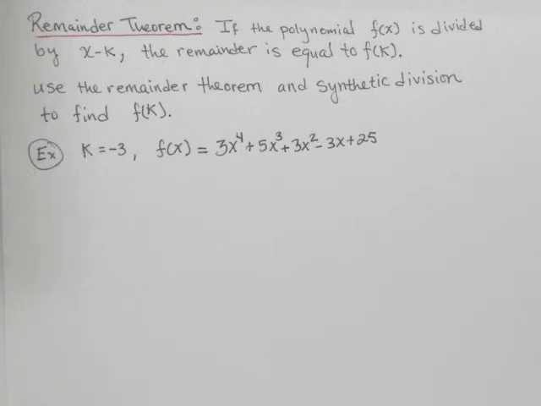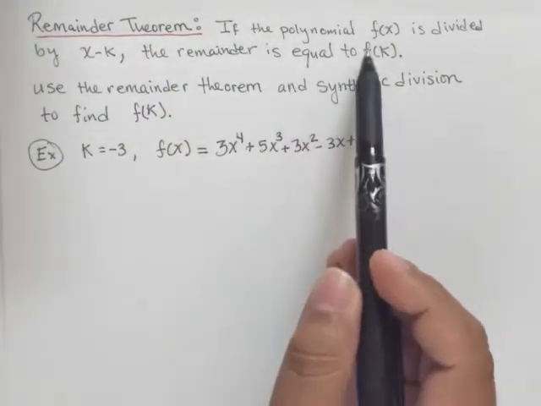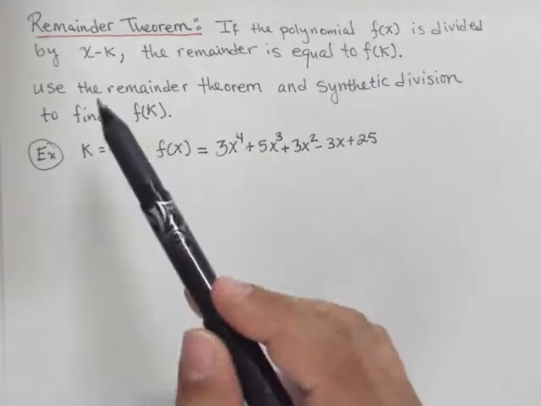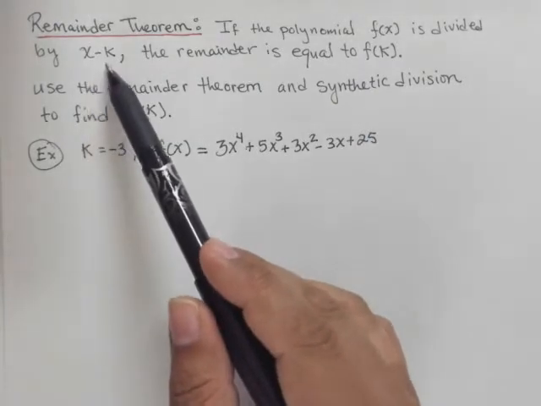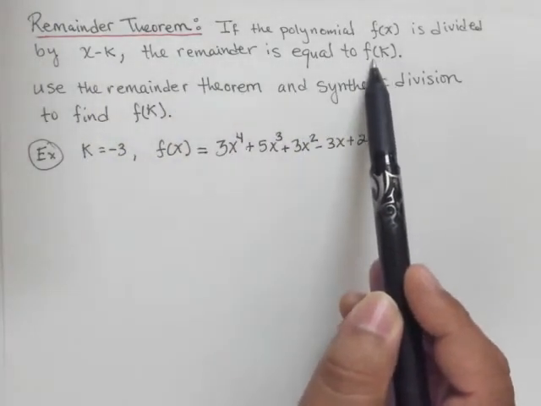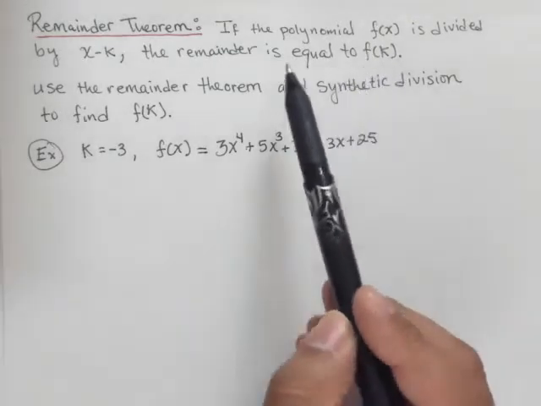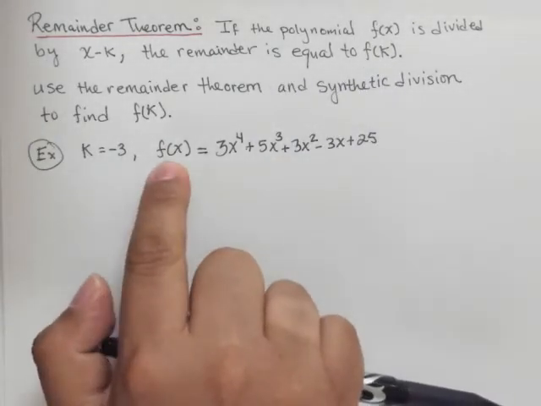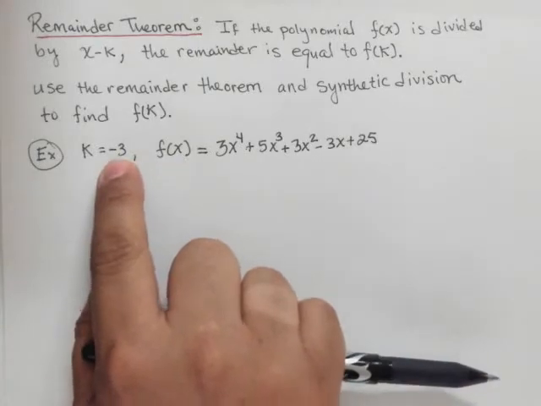Okay, in this example, it says use the remainder theorem and synthetic division to find f of k. So, well, think about it. What is the remainder theorem? It says if the polynomial f of x is divided by some factor x minus k, the remainder is equal to f of k. Well, we already know what this f of k is. It just means take your f and plug in your -3.